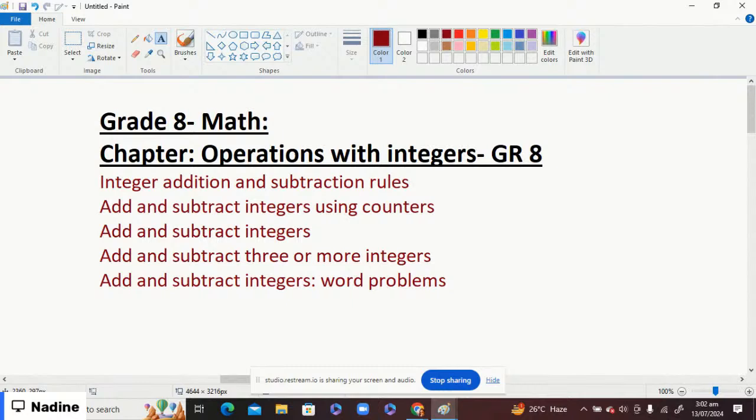So today we are here for grade 8 maths. The chapter we discuss today is operations with integers, and here is the list of the lessons that are: integer addition and subtraction rules, add and subtract integers using counters, add and subtract integers, add and subtract three or more integers, add and subtract integers word problems.